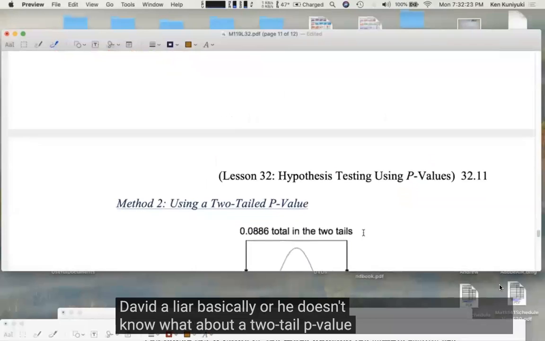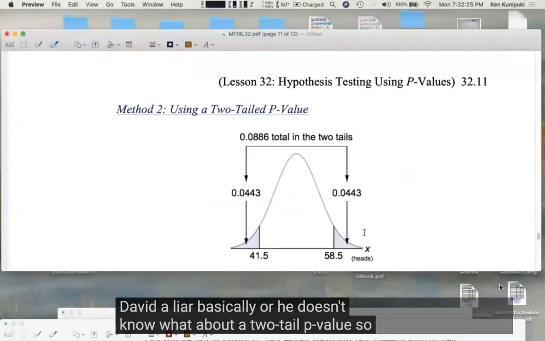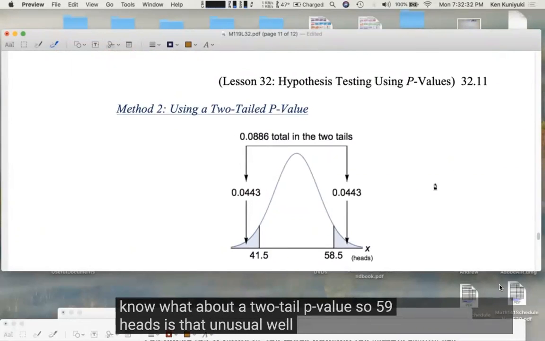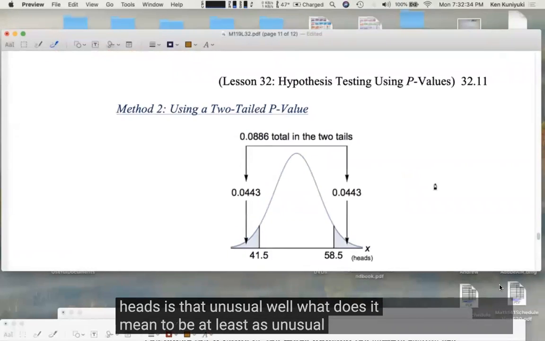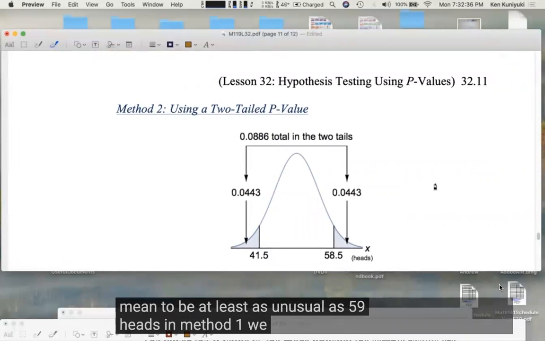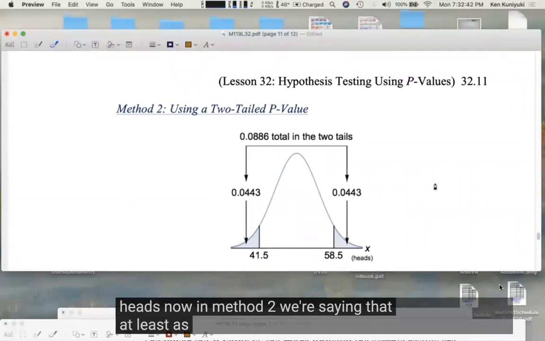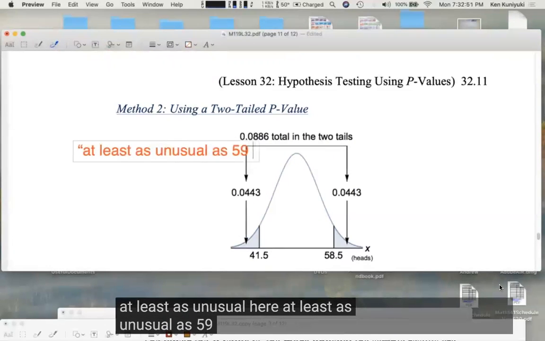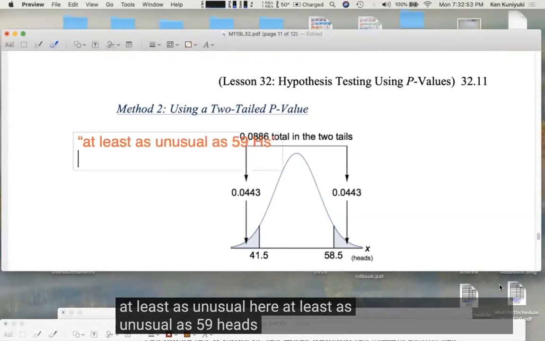What about a two-tailed p-value? 59 heads, is that unusual? Well, what does it mean to be at least as unusual as 59 heads? In method 1, we said that at least as unusual meant getting at least 59 heads. Now in method 2, we're saying that at least as unusual as 59 heads.